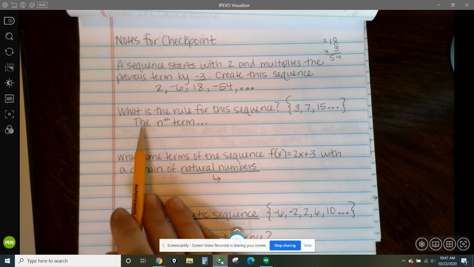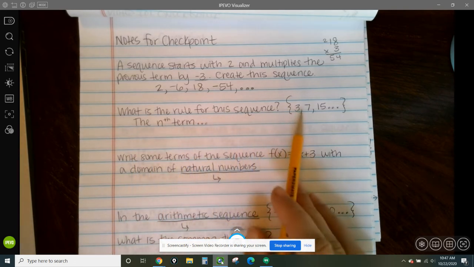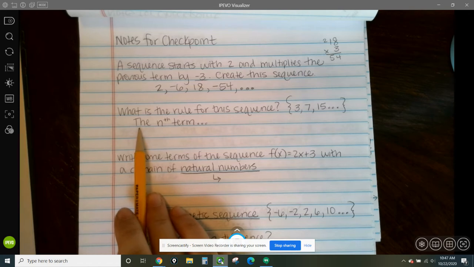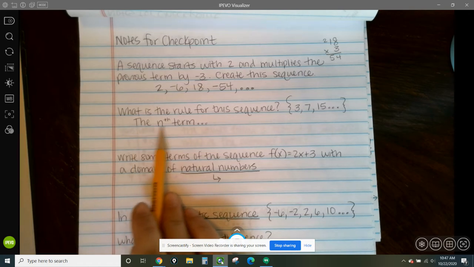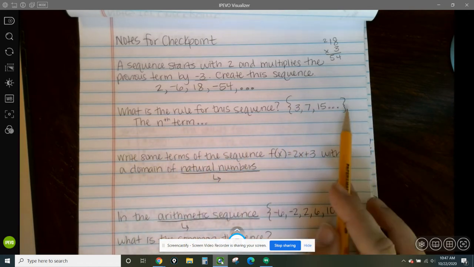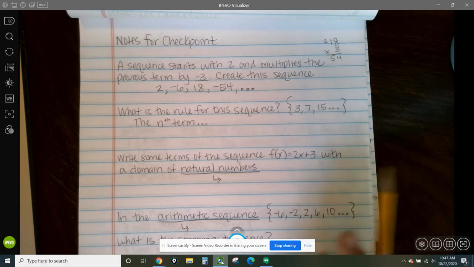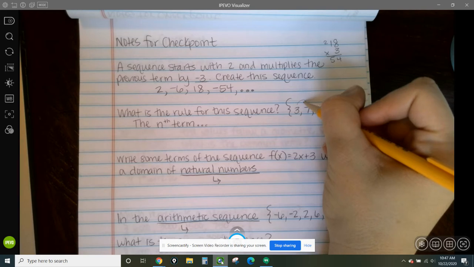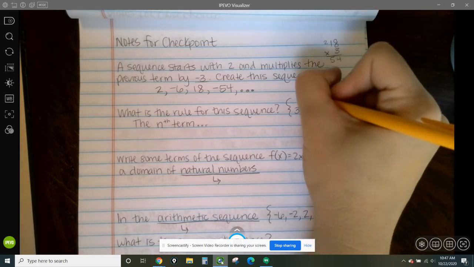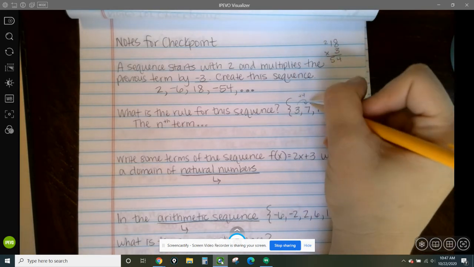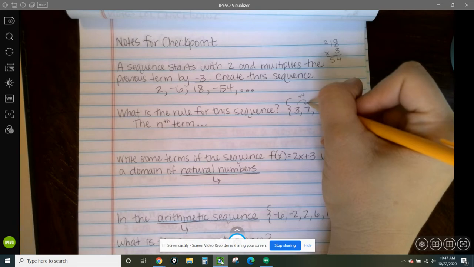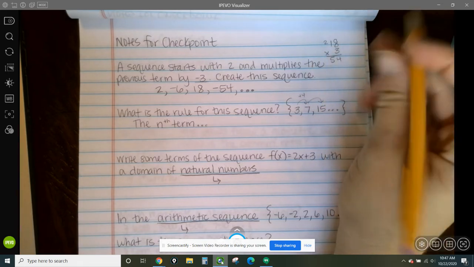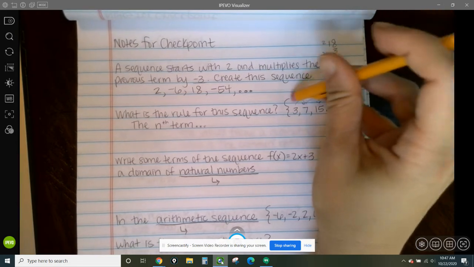All right, how about this? What is the rule for this sequence? 3, 7, 15, etc. So we want to find the rule, like the nth term. If I want to find any term in this sequence, what would I do? So let's figure out what's going on here. To get from 3 to 7, there's a couple different ways to do that. We could add 4, but if adding 4 is the rule, does it work here? 7 plus 4 isn't 15. So adding 4 is not the rule.